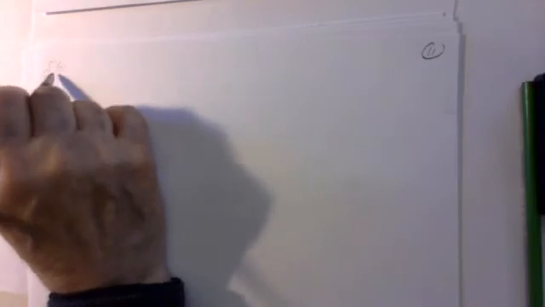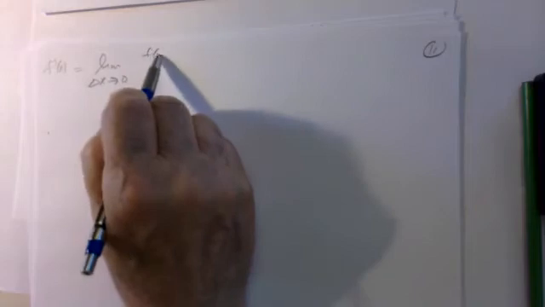F prime of x, this is the derivative of the function f at x, is the limit as delta x goes to 0.